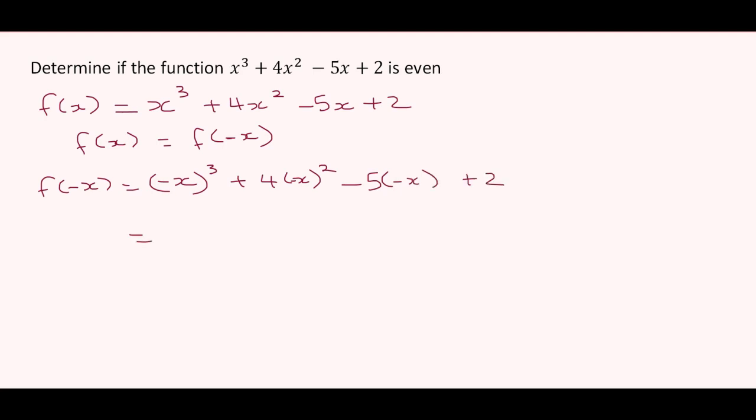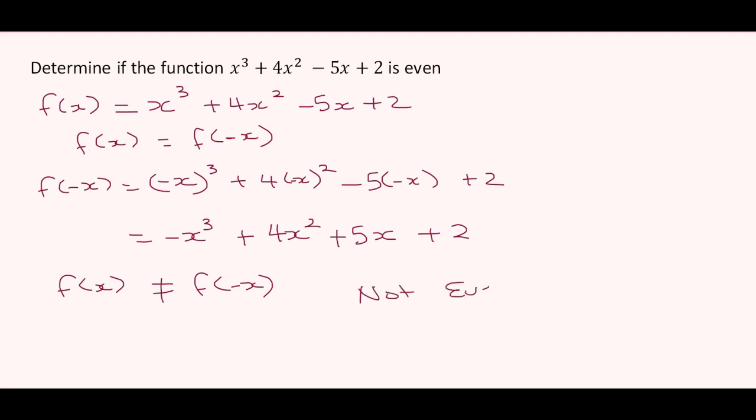So minus x to the power of 3, a negative number with an odd exponent, is going to be negative x cubed, plus negative x to the power of, the exponent is positive, or rather is even, so we have 4x squared, and here we have minus 5 minus x, so that's going to be plus 5x and plus 2. So we can see that f of x is not equal to f of minus x, so therefore the function is not even.